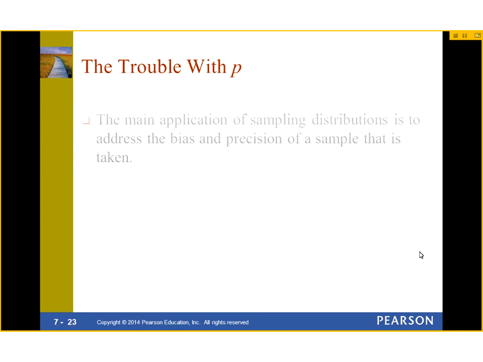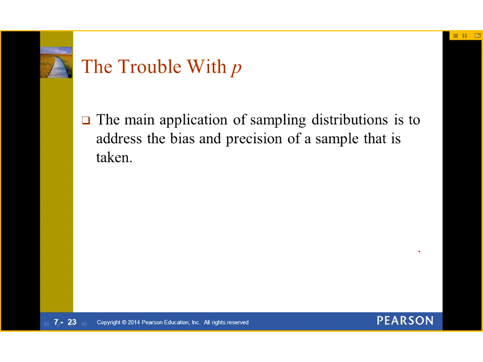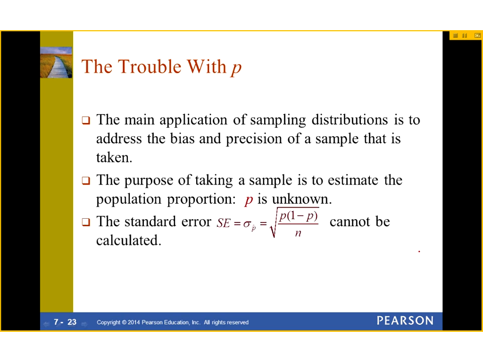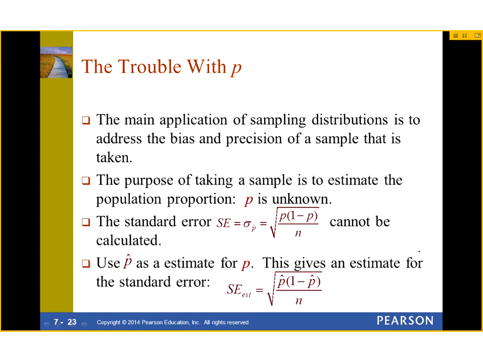All right, let's just talk about the trouble with P. The main application of sampling distribution is to address the bias and precision of a sample that is taken. The purpose of taking a sample is to estimate the population proportion, because we don't know the population proportion. The standard error of P cannot be calculated because we don't have the size of the whole population. This is why they're talking about sigma p hat, talking about the whole population. So we're going to do an estimate for P, and so we're really going to do an estimate for the standard error. So p hat is typically your point estimate. In the previous example, it would be your 0.65.